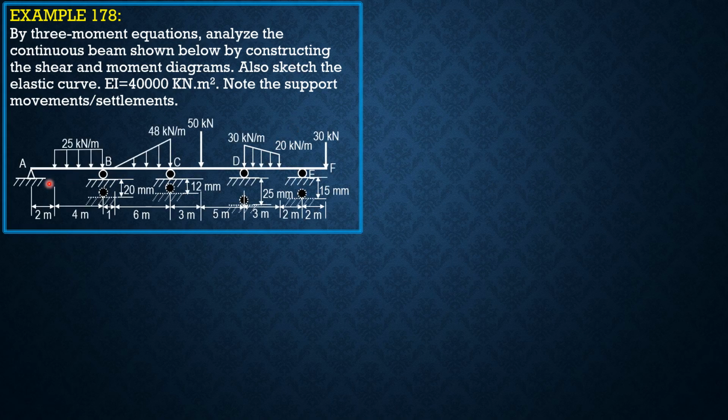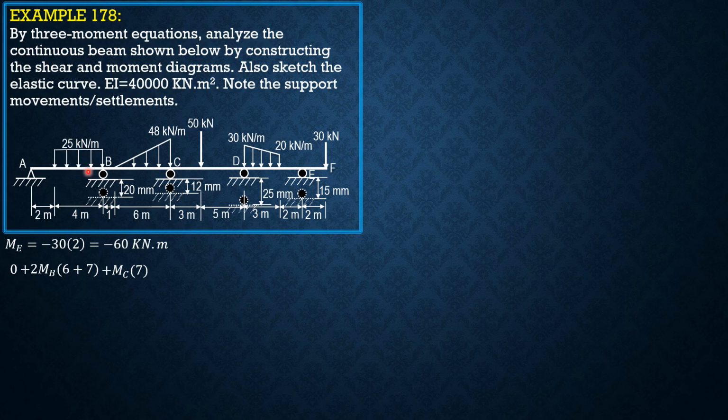So we note that moment at A is 0 and moment at E is negative 30 times 2, or negative 60 kilonewton meter. So we then apply three-moment equations on spans A, B, C. So moment at A, 0, plus 2 times MB, quantity 6 plus 7, plus moment at C times 7.